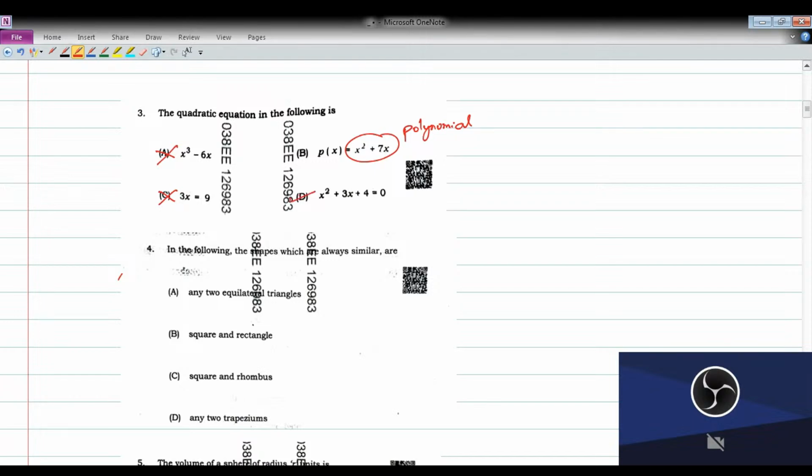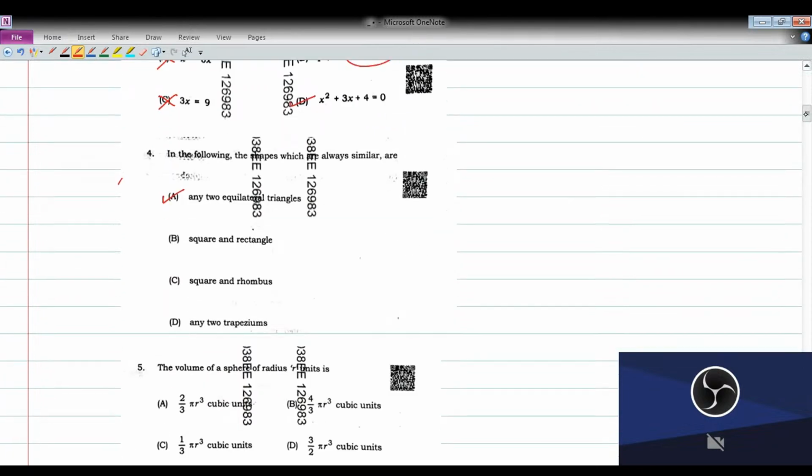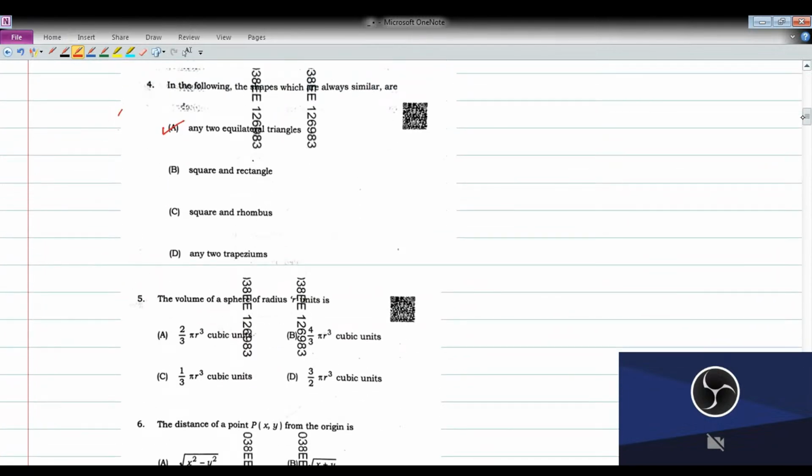Now I'm going to take the fourth one. In the shapes, which of the given figures are always similar, they are asking. So any two equilateral triangles, square and rectangle: definitely square and rectangles are not similar, as the sides are not proportional. Square and rhombus is also not possible because angles are not equal. Any two trapeziums are always not similar. Therefore the correct answer for this is any two equilateral triangles, by angle criteria, as they have 60 degrees there.